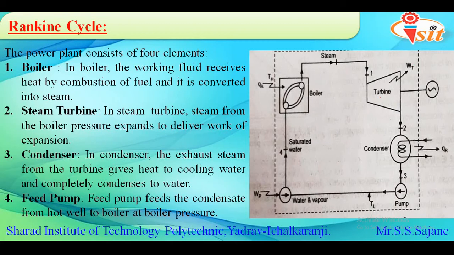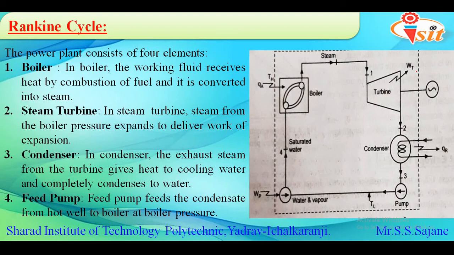So the second component, that is steam turbine, the steam which is produced in the boiler is fed to this turbine, and the boiler pressure is thus expanded, or we can say that the turbine is a device which will utilize this steam and convert it into output work. So we will be obtaining some output work from this turbine, and it is indicated by WT in the diagram.